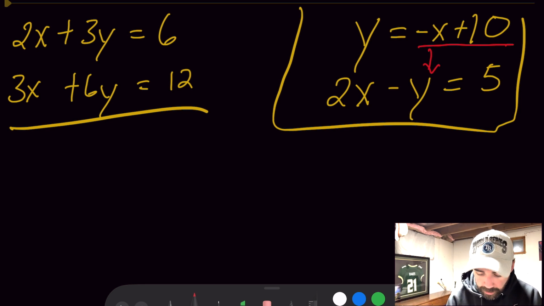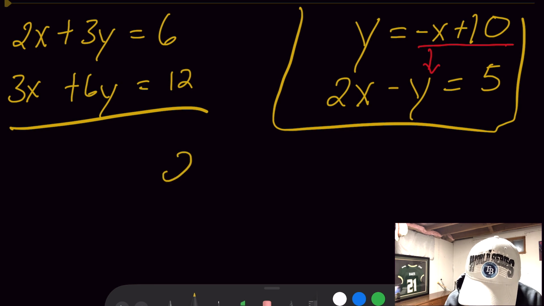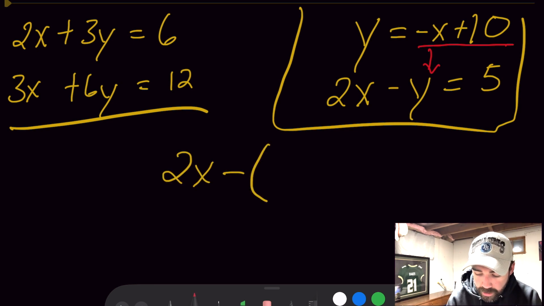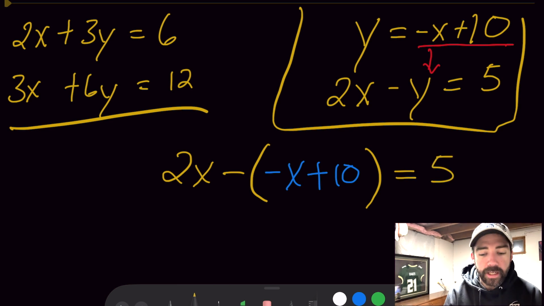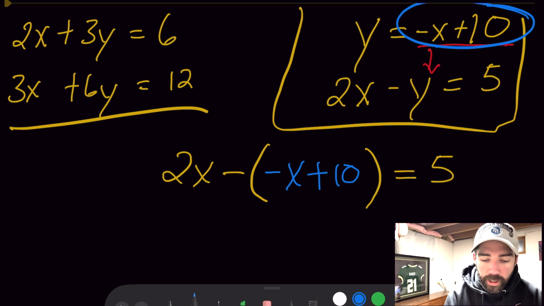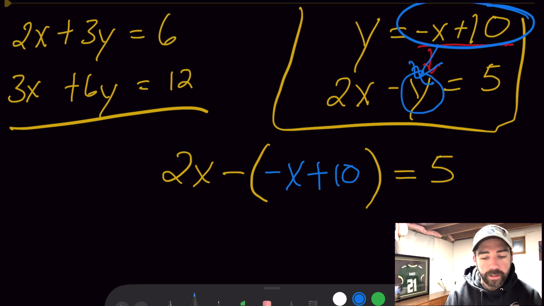So we have 2x minus what y is. Well, what is y? Y is negative x plus 10, and we'll do it like that, and that equals 5. So you see, I'm taking this value right here, and I'm plugging it into this y right there. Taking that whole thing, plugging it into that y.